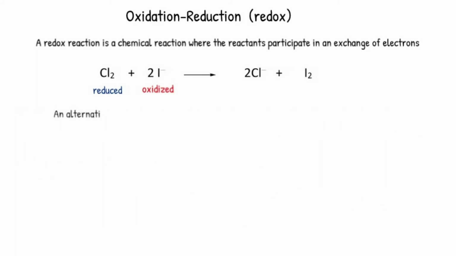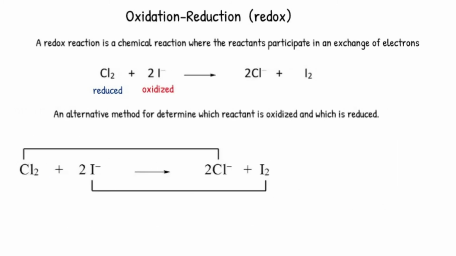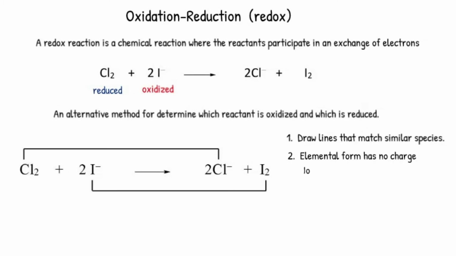An alternative method to determine which reactant is oxidized and which is reduced is to assess the exchange of electrons in these redox reactions. To do this, draw lines that match similar chemical species. Then, assess the exchange of electrons. Elemental form has no charge. The ionic form has a -1 charge in this example.